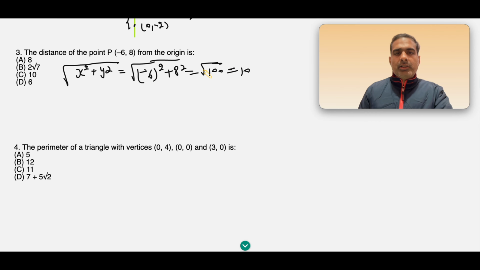This is the answer by using the formula, and we know that 3, 4, 5 is a Pythagorean triplet. If I multiply this by 2, then 6, 8, 10 is also a Pythagorean triplet. So if there is a right angle triangle whose base and perpendicular are 6 and 8, its hypotenuse will be 10. So the answer will be 10 units distance from the origin.